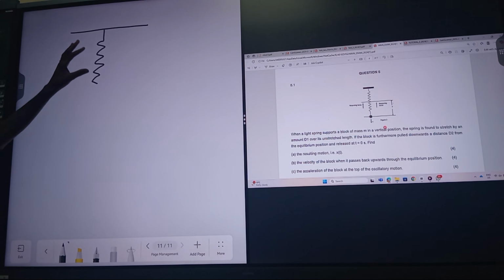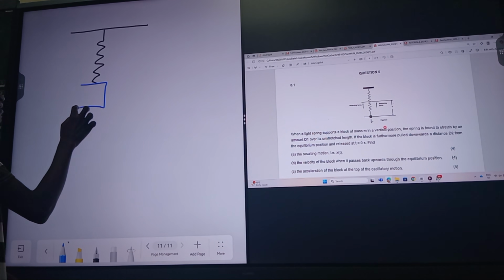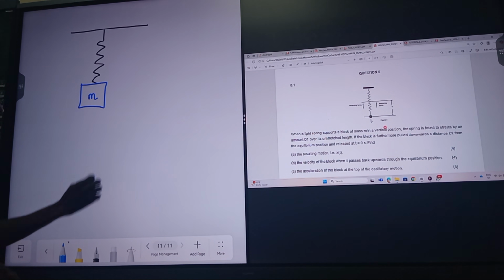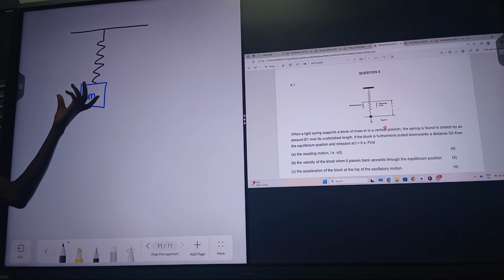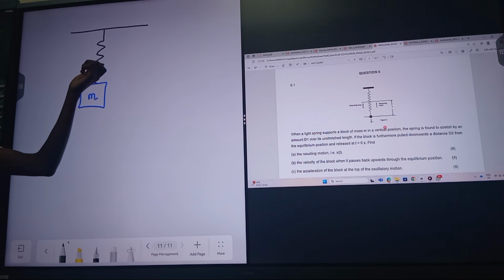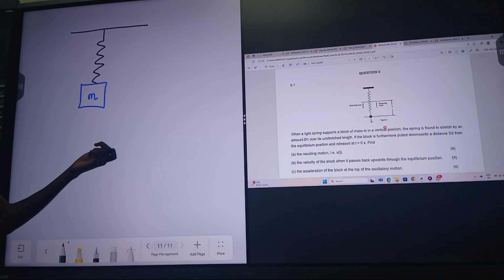So the light spring supports a block of mass m. So what do we expect to happen to the spring with the block? It will stretch, and it will stretch according to Hooke's law, right?